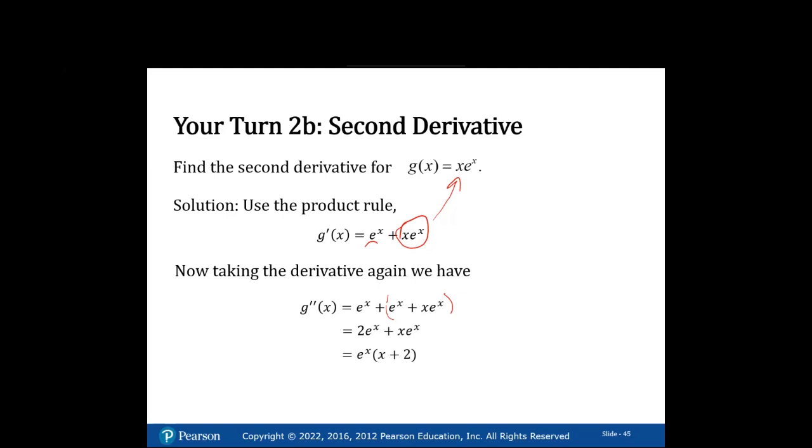And then simplifying, pulling out that e to the x. Now I have two multiplicative terms. When we're going to be doing the second derivative test, you're going to want to be able to pull everything out to multiplicative factors. It's just going to make life easier.